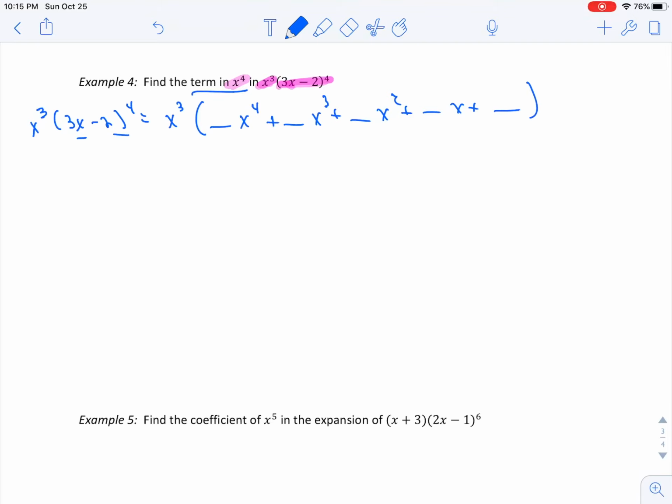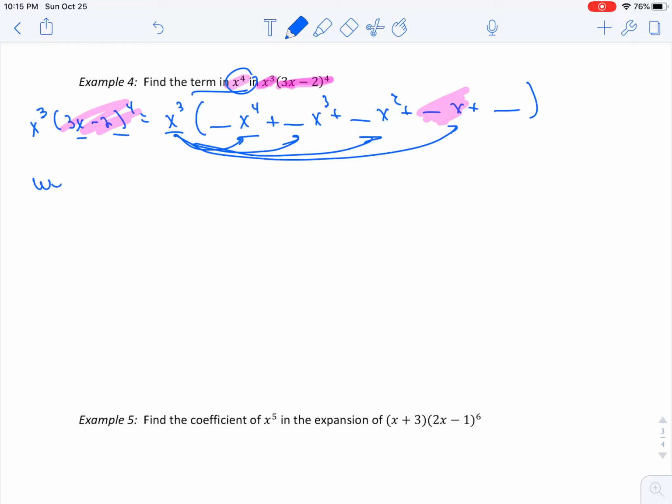And then we would distribute. So we would take this times this, this times this, this times this. Notice that x to the third times x to the fourth would give us a term in x to the seventh, and we don't want that. We only care about the one that ends up being x to the fourth, and that's going to come from taking the x to the third times this term over here. So what we're really interested in is the term in x in the expansion of this binomial.